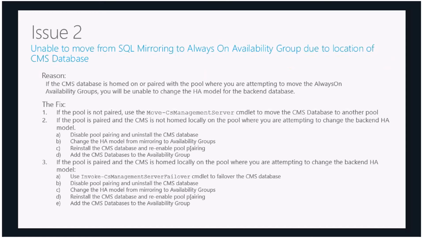A secondary issue that might come up is that you may be unable to move SQL mirroring to an always-on availability group due to the location of the CMS database. The reason this would happen is that if the CMS database is homed on or paired with the pool where you're attempting to move the always-on availability groups, you may be unable to change the high availability model for the backend database. So the way to fix this, there are a couple of things you'll have to take into consideration.